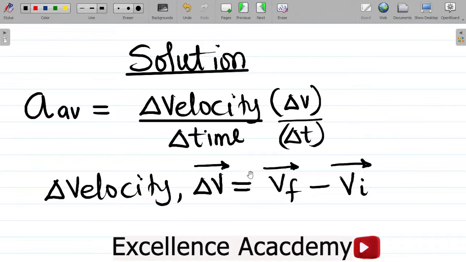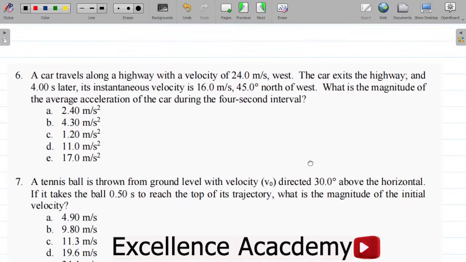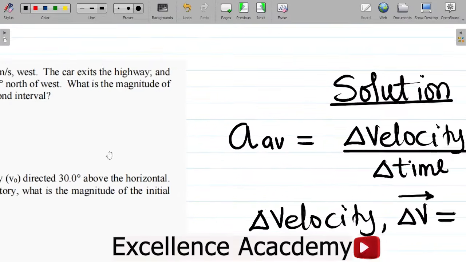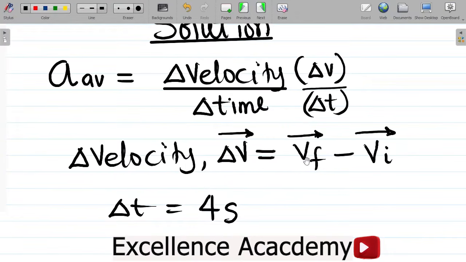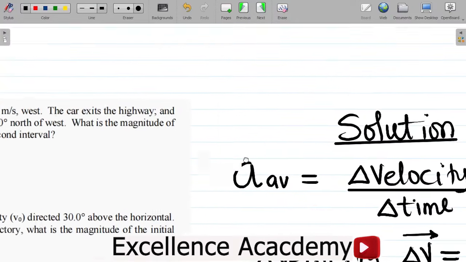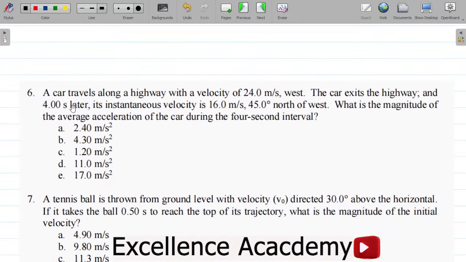All right, let's get these values. How do we solve this? Let's get the value of the final velocity as well as the initial velocity. Looking at the question, they said 4.0 seconds later, so you're already given the change in time, equal to 4.00 seconds. So this one is sorted. All we have to do is find the final velocity and the initial velocity, and subtract them.